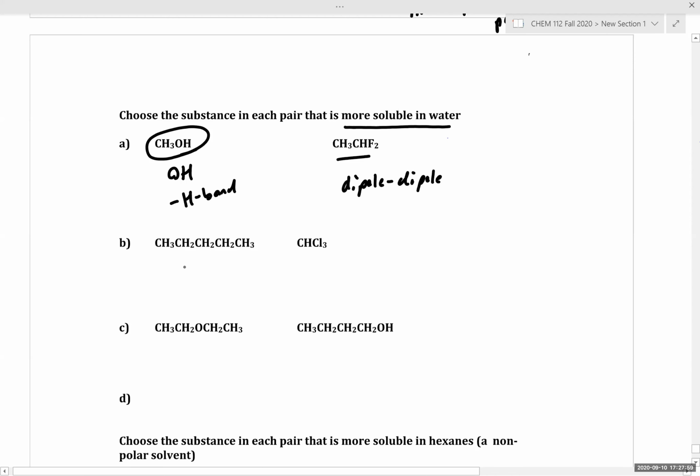I'd like you to take a moment and tackle these next two examples, and indicate which compound in each pair is more soluble in water. So compounds that are soluble or miscible with water are relatively polar and ideally can hydrogen bond. So we'll discuss this example in about 2 to 3 minutes.